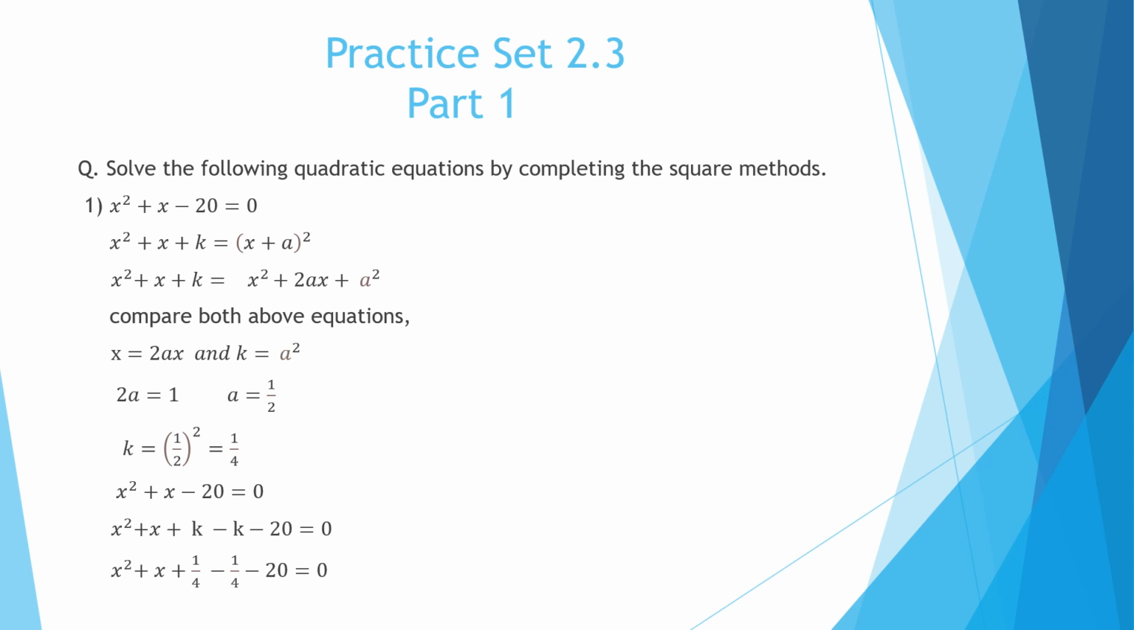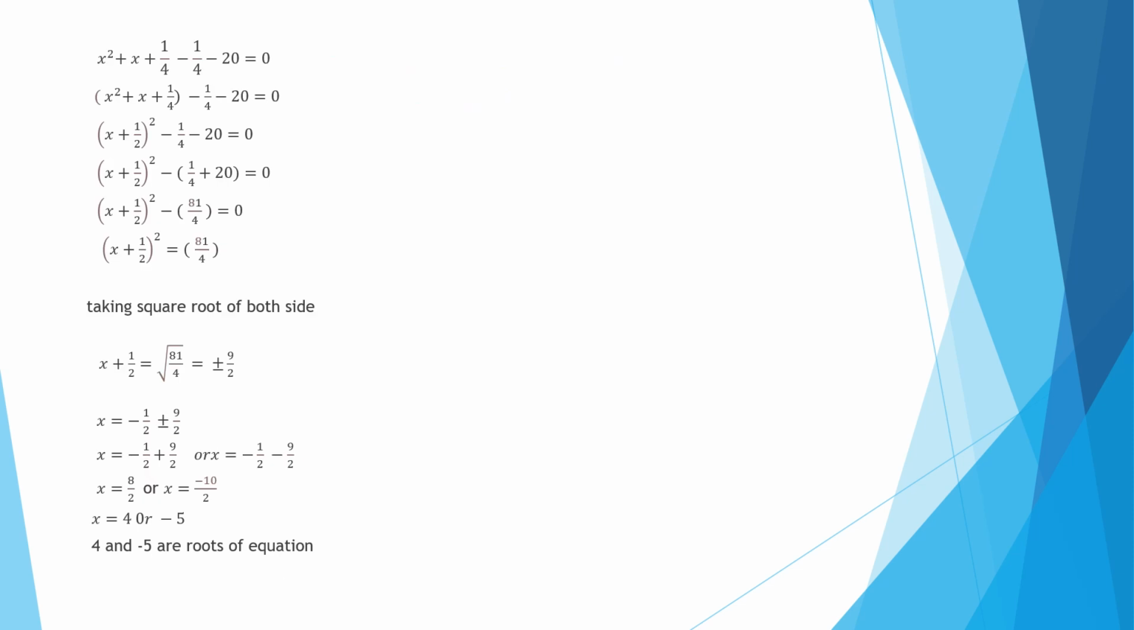Then we write the value of k in the equation. We have x square plus x minus 20 is equal to 0. We add k and minus k, that is plus k minus k is equal to 0, but to complete the square we write plus k and minus k. So the equation becomes x square plus x plus k minus k minus 20 is equal to 0. Then we write k is equal to 1 by 4, so the equation becomes x square plus x plus 1 by 4 minus 1 by 4 minus 20 is equal to 0.